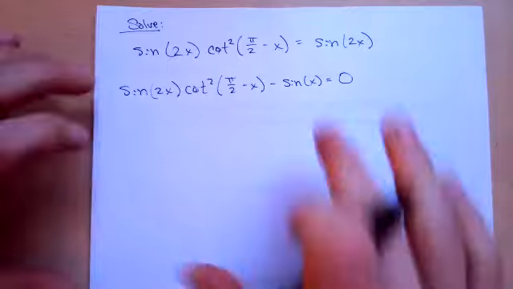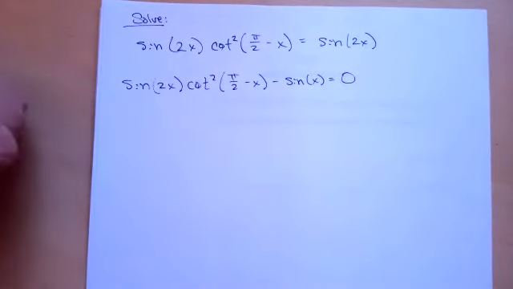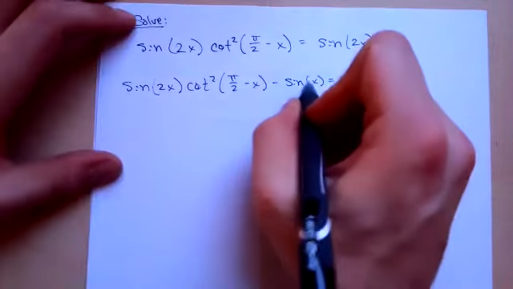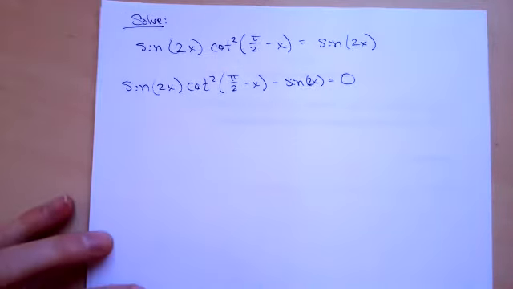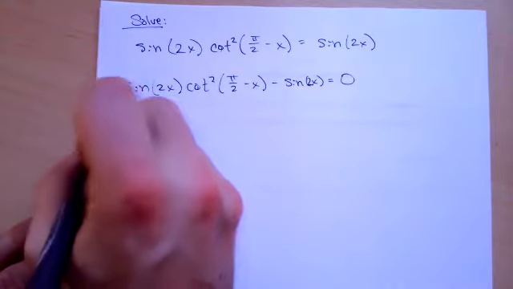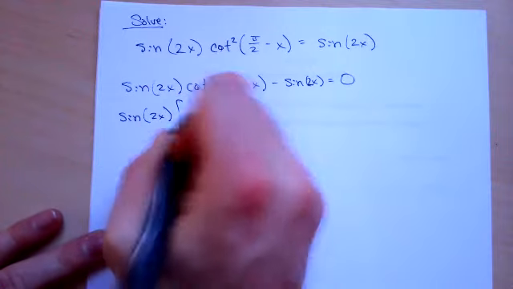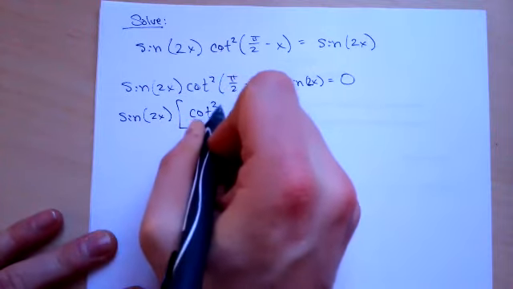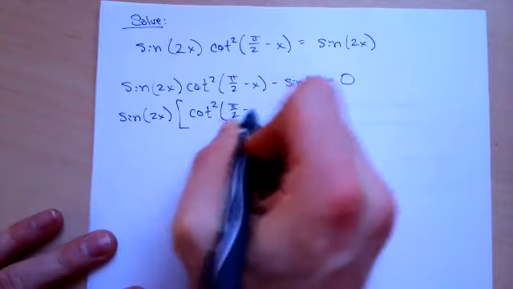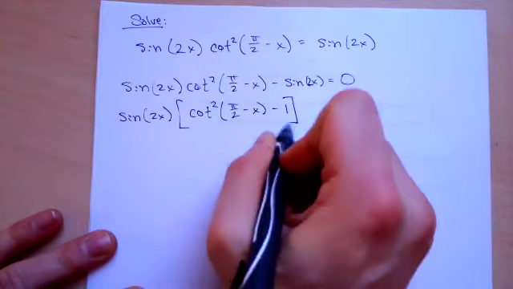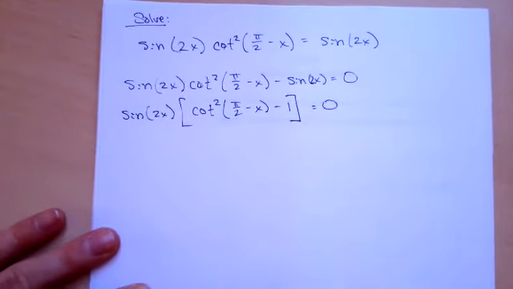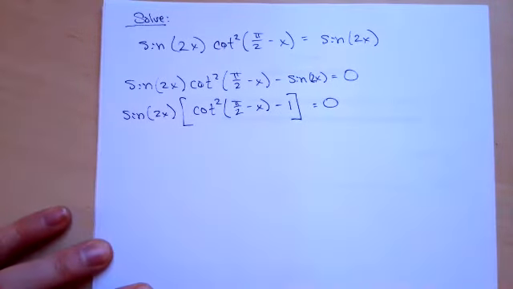And now we have a trig expression equal to 0. Sorry, and that's a sine of 2x. And now how do we solve this? We want to factor this sine of 2x out. Now it's looking a little better. We've got a product of two things equal to 0.